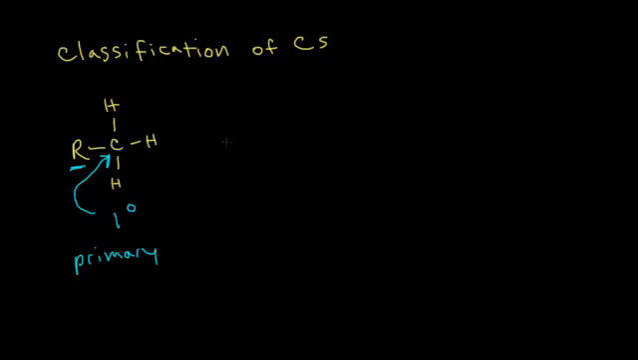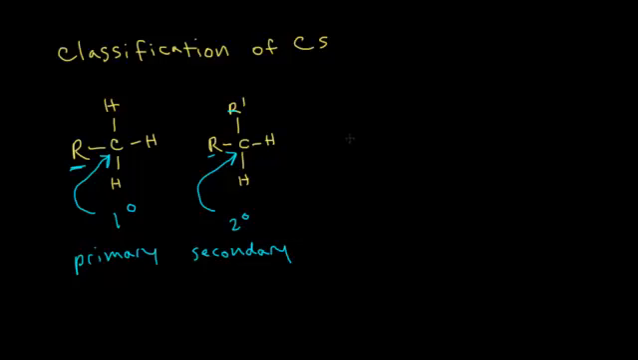Let's take off one of the hydrogens and put on another R group. I'll make it R prime to distinguish it from the first R group. So this time, if I wanted to know the classification of this carbon, it's connected to two other carbons. So it is said to be secondary. So it is a secondary carbon like that.